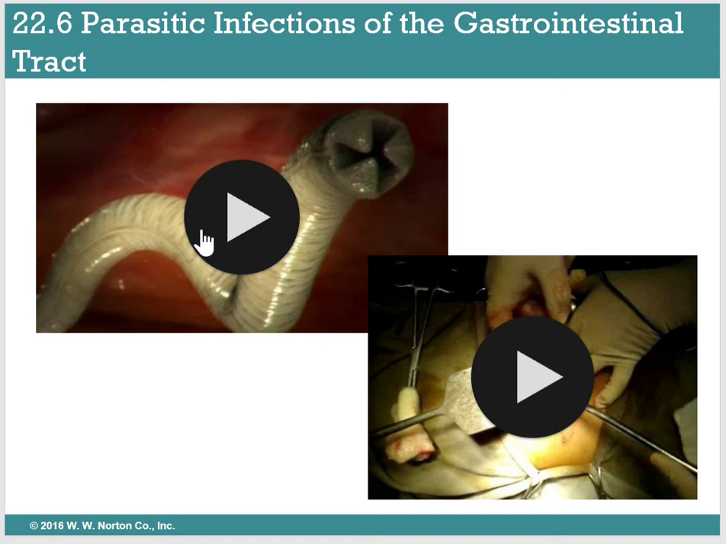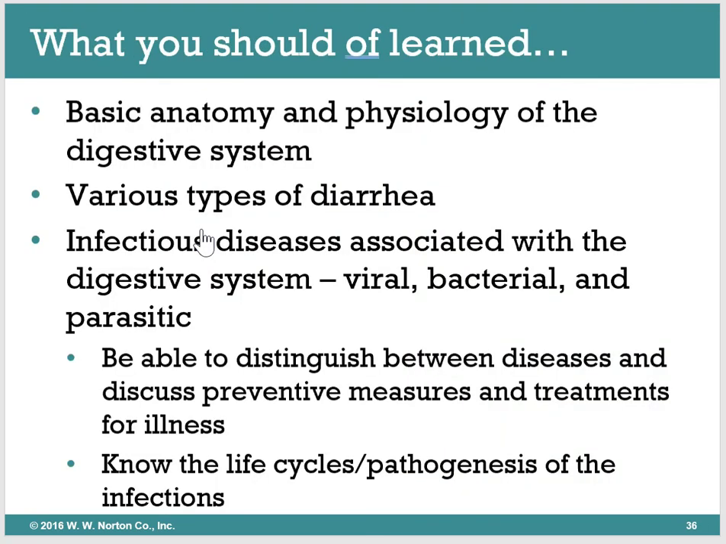With that last worm, that will wrap up our lecture. So we talked about the basic anatomy of the digestive system, as well as different types of diarrhea, and then different infections that are associated with the digestive tract, whether it be viral, bacterial, or parasitic. So just like our last exam, I do want you to be able to distinguish between the diseases and preventative measures, if mentioned, as well as treatment.